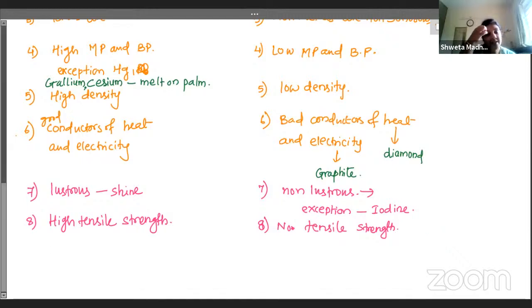So high tensile strength means bearing load without breaking. If you apply load to those metals, they resist, meaning they hold that load without breaking. Just like you can see on iron girders, high-rise buildings are constructed using iron rods. Bridges are constructed using iron rods. So iron rods bear that heavy load and they won't break.